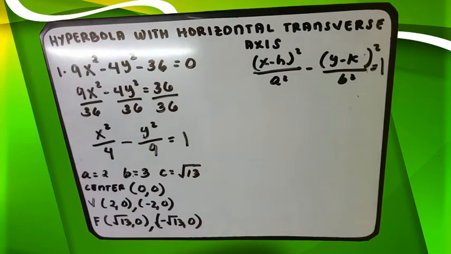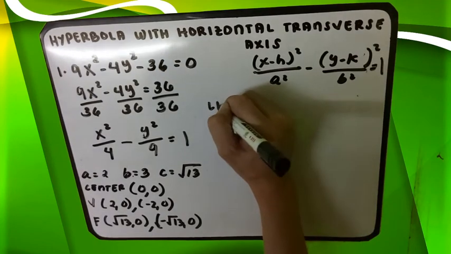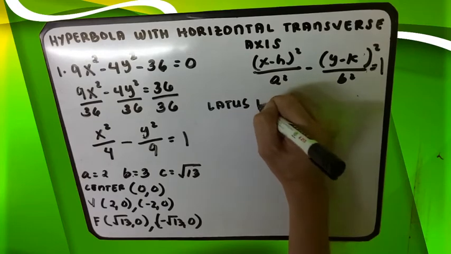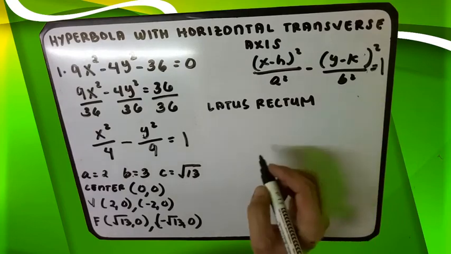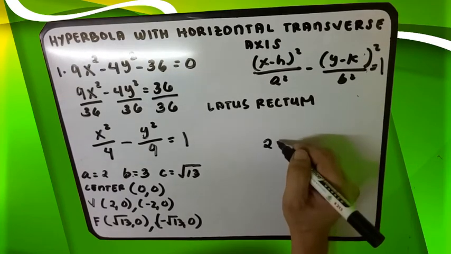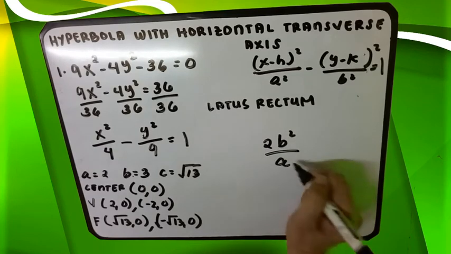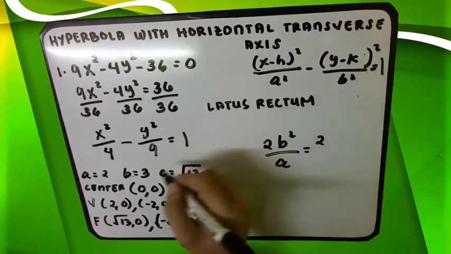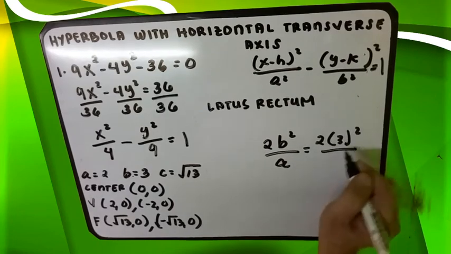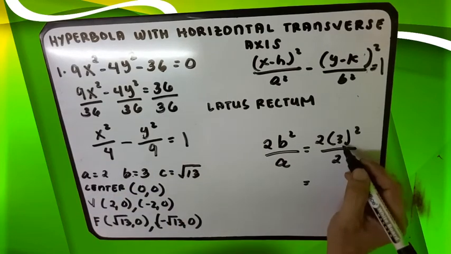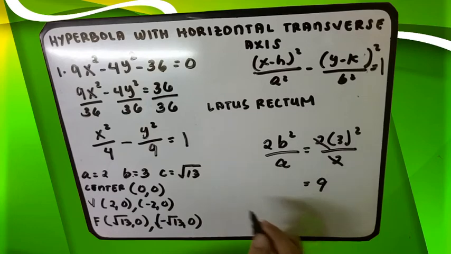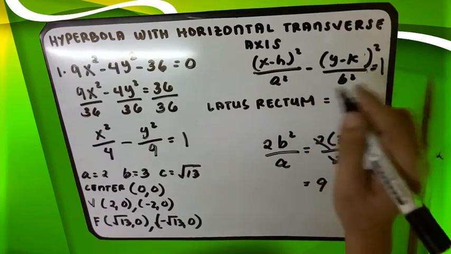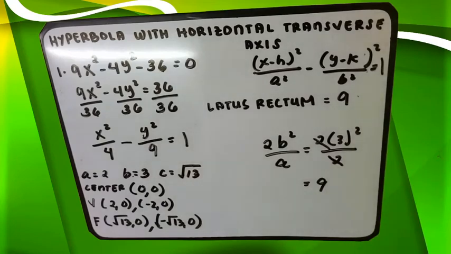Next, latus rectum. Length of the latus rectum. So that is 2b square over a. 2, ang b natin ay 3 square, ang a natin is 2. So that is 3 multiplied by 3, 9. Cancel na lang pala natin to. 3 multiplied by 3 is 9. So, ang latus rectum natin is 9. Ibig sabihin, yung length ng latus rectum natin ay 9.